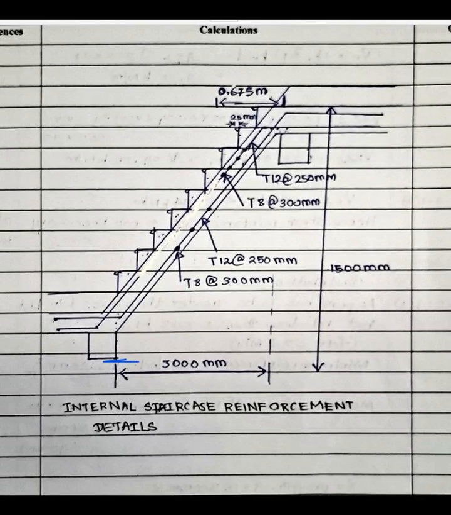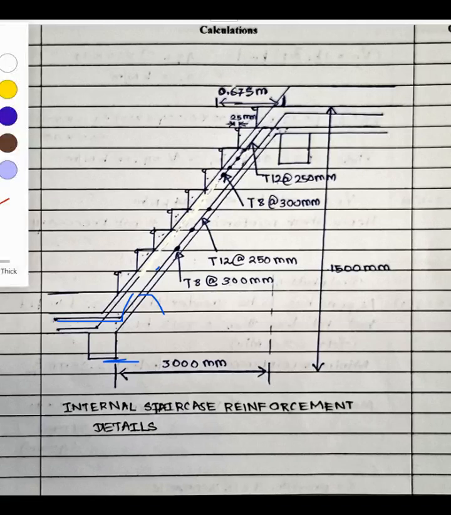You can see this is the main bar. These are the main bars. This blue color part is the main bar, T12 at 250 millimeter spacing. And also this red color part is the distribution bar. These are the distribution bars, T8 at 300 millimeter spacing.